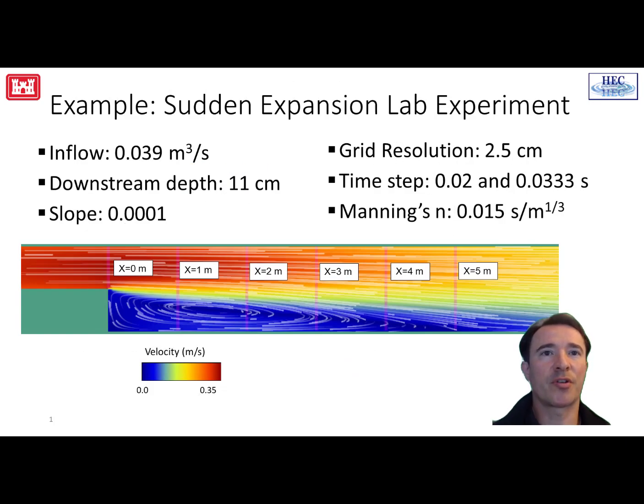Now I'm going to show some results for an example flume experiment of a sudden expansion. The purpose is to compare the two flow solvers and the mixing term formulations. The flow is from left to right and was run until steady state. The flow forms a recirculation zone after the sudden expansion, and for this reason it's a great test case for turbulence modeling. It also has a good amount of velocity measurements, which were taken along 6 transects spaced 1 meter apart starting at the expansion.